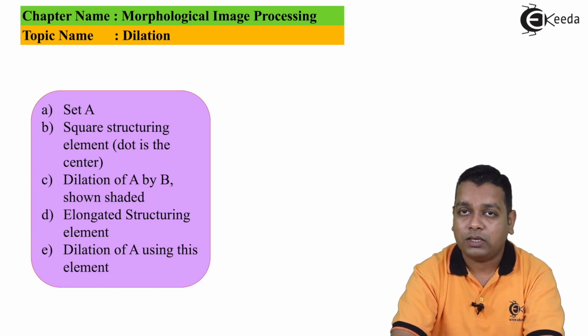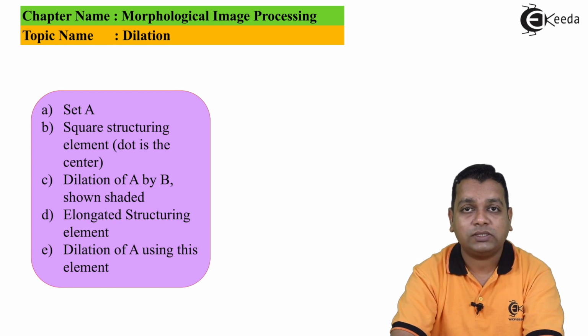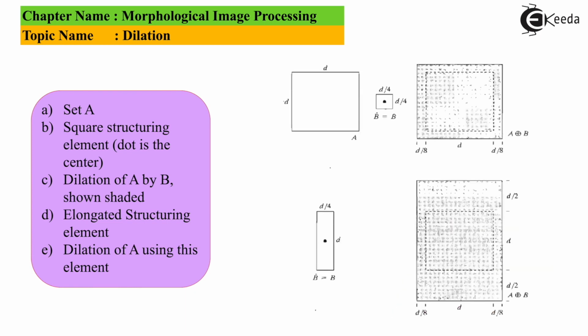Now we have part E at the last, which represents the dilation of capital A using this elongated structuring element. So this dilation is performed over this individual set by this structuring element. This is the resultant. Because of this structuring element, the result of the dilation of this capital A is this one. Both are showing the shaded portion.